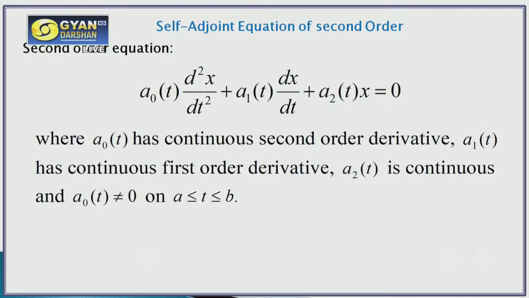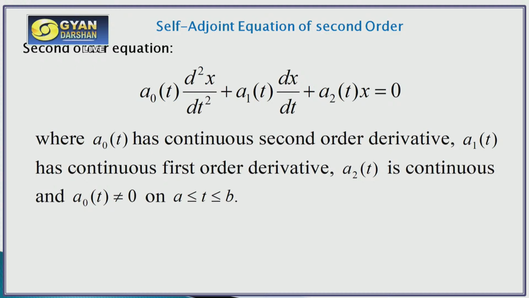So before going to Sturm theory, we need some preliminary notions. We are going to learn some preliminary theories like self-adjoint and adjoint equations and how we can solve them, and what are the benefits of identifying adjoint equations and self-adjoint equations. So let's begin with the self-adjoint equation of second order.